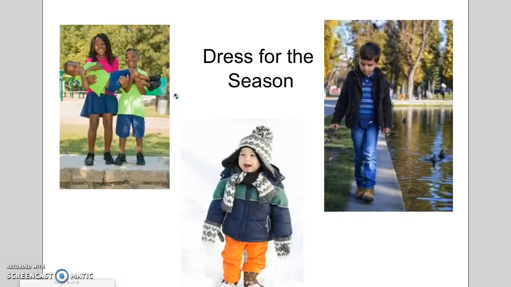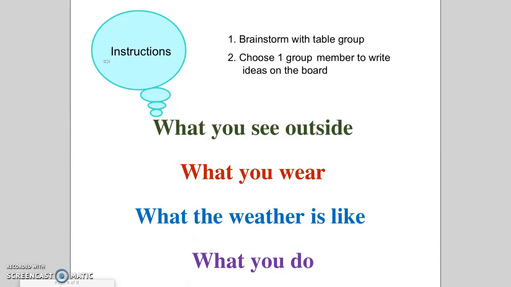And after that, they'll find this next page that will have these instructions for them. When I say go, get together with your table group and think of characteristics for each of the 4 seasons. You can talk about what you see outside during that season, what you wear, what the weather is like, and what you do. When you have some ideas, choose one group member to come up to the board and write down the ideas from the group.